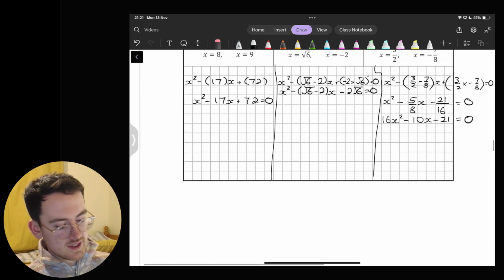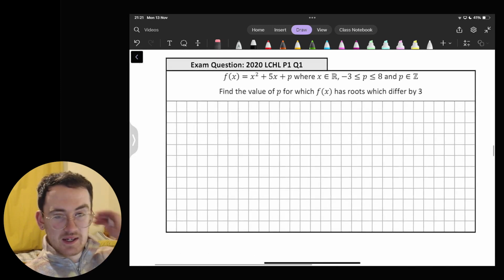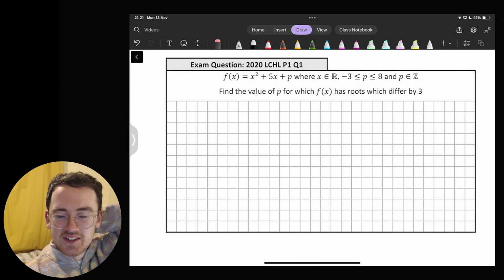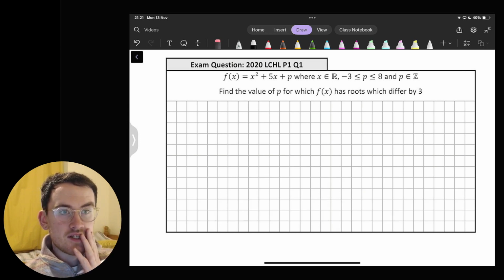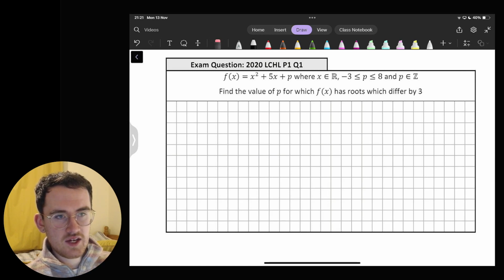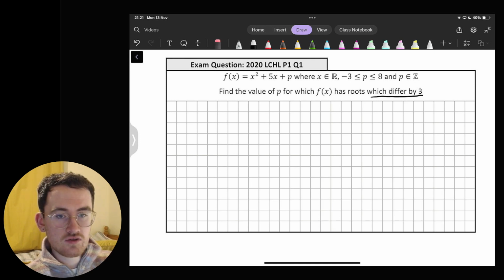Okay, we're going to look at an exam question or two. I'm actually going to jump to the second exam question first, because it's maybe a little bit easier than the other one. The other one's quite an older exam question. So let's have a look here. x squared plus 5x plus p. We're given these values. Find the value of p for which f of x has roots which differ by 3. Differ by 3 means one is 3 bigger.